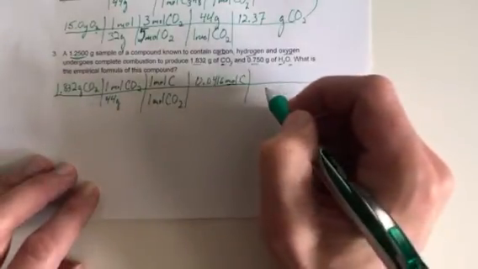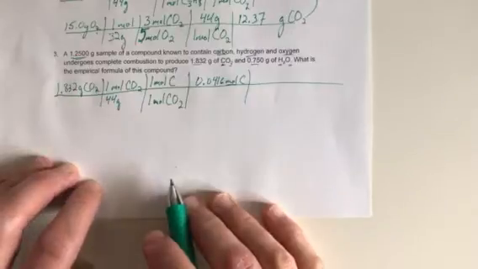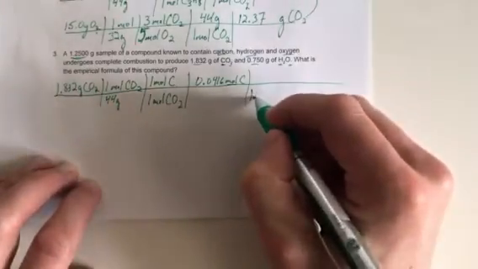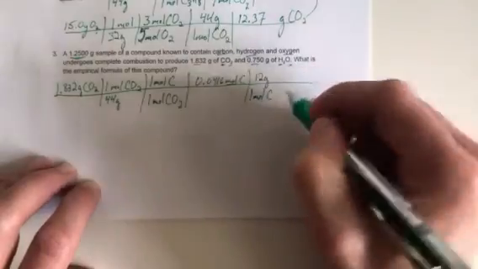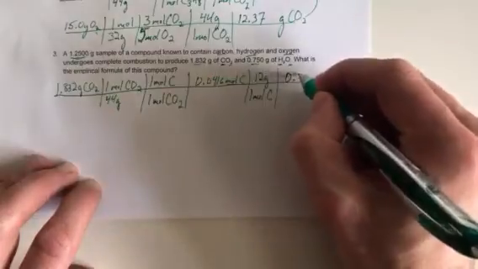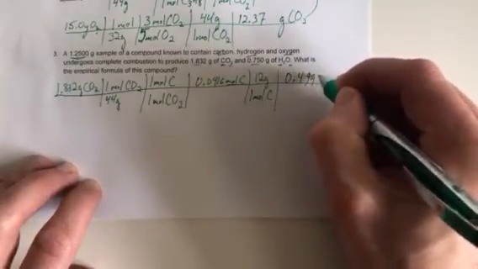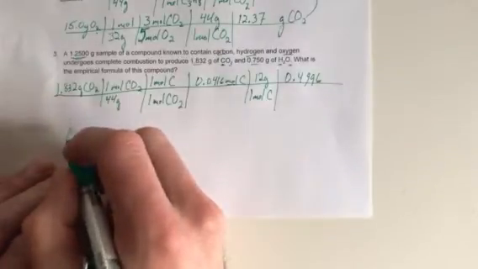Since the sample is a mass, it's in grams, we have to convert the carbon now to grams. So for every 1 mole of carbon, the mass is 12 grams. So then we're going to multiply that out, and that comes out to be 0.4996.